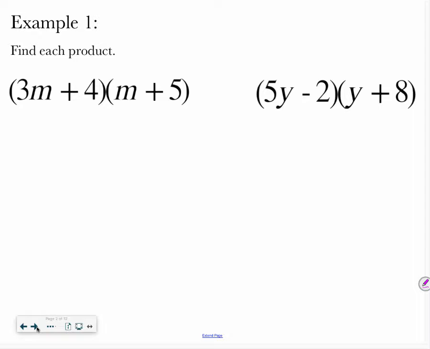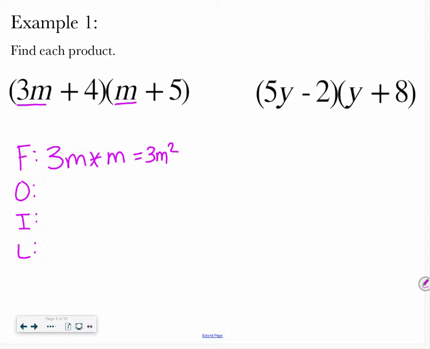So I'm going to teach you right away how to use the FOIL method, but I'm going to start by writing out the word FOIL. This is just to teach you. You don't have to do this, okay? So I take the first term in each of my set of parentheses. So I'm going to take 3m and m. I'm going to multiply them together. So I know 3m times m is going to give me 3m squared.